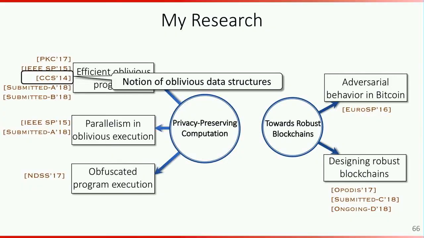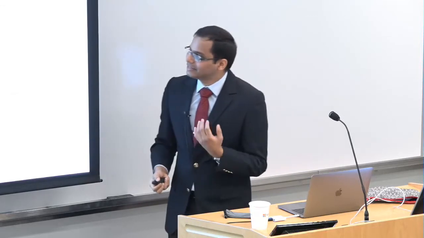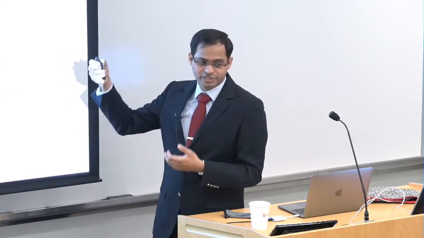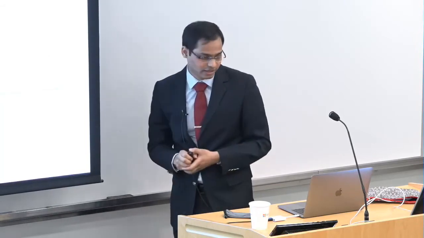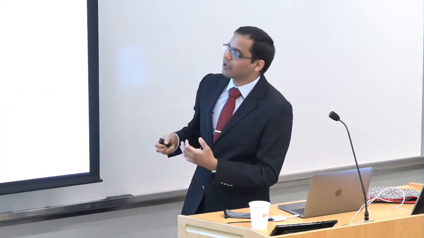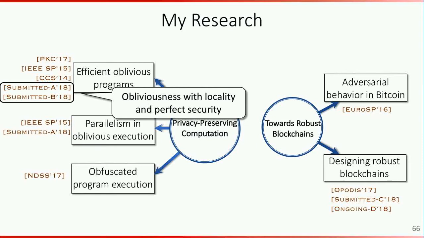I have also worked on the notion of an oblivious data structure. Let us say an adversary already knows that you just have a map data structure or a tree data structure, and in that case we try to hide which operations are being performed. It turns out these oblivious data structures can be faster than an ORAM. And finally, I'm presently working on achieving locality in conjunction with obliviousness, as well as achieving perfect security with obliviousness.